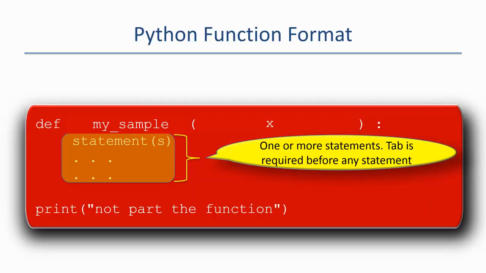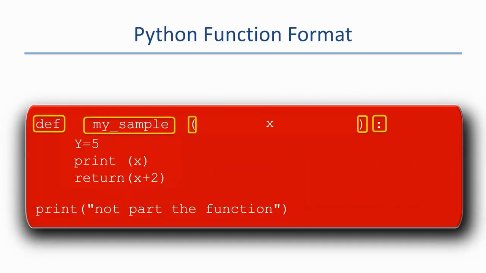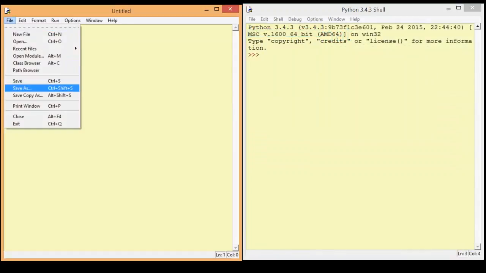The body of the function consists of one or more statements, all of which have to be tabbed. Any statement which is not tabbed will not be part of the function. To emphasize, the blinking components are the required components for defining a function. Now let me give you an example in the Python environment.